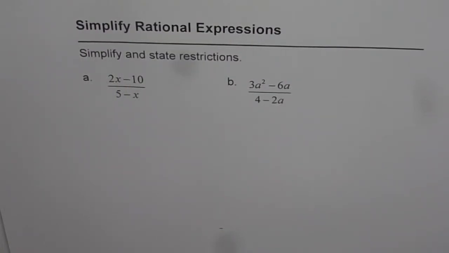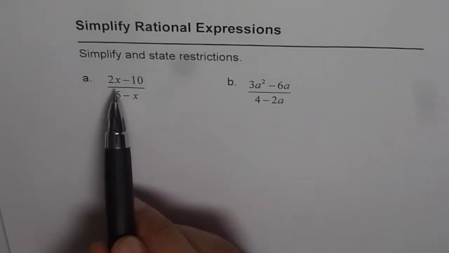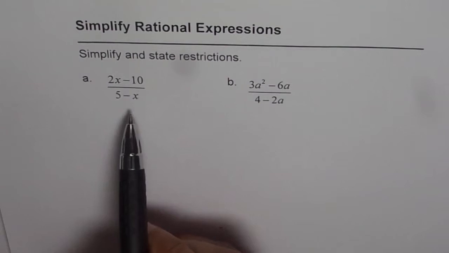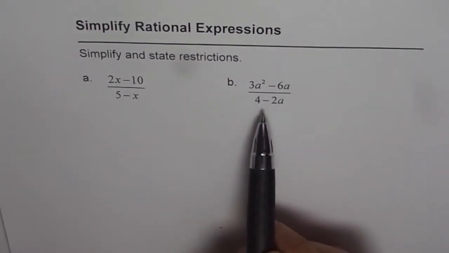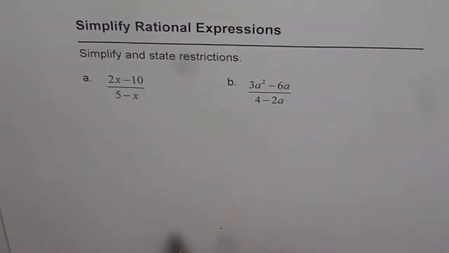Simplify rational expressions. Simplify and state restrictions. We have two questions here. One is (2x minus 10) divided by (5 minus x). The other one is (3a square minus 6a) divided by (4 minus 2a). You can pause the video, solve, and then look into my suggestions.